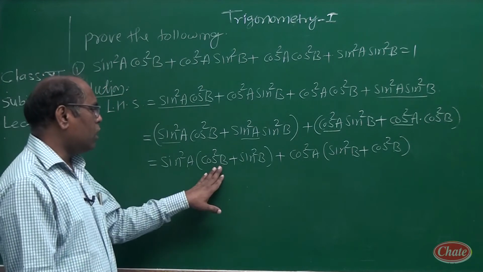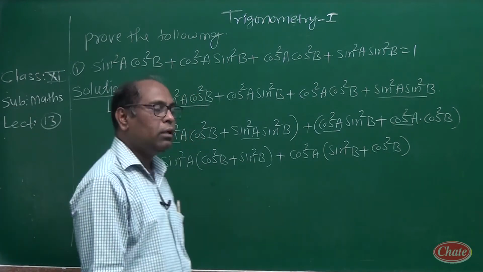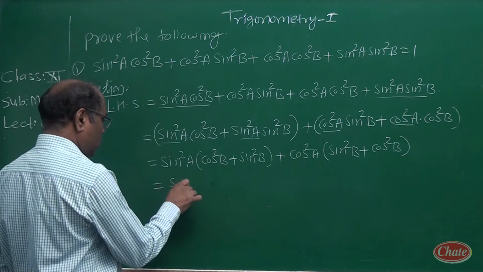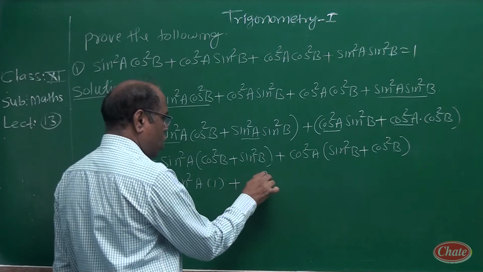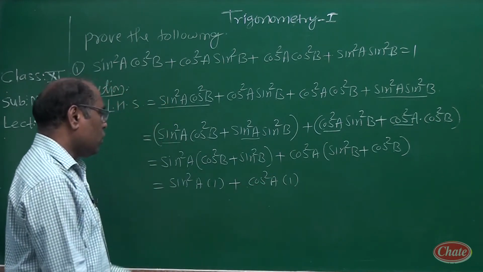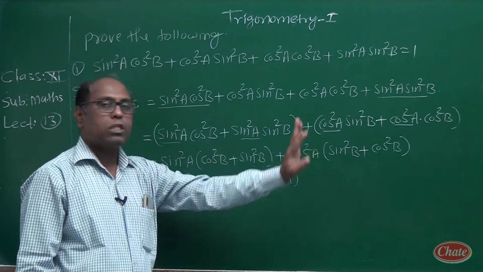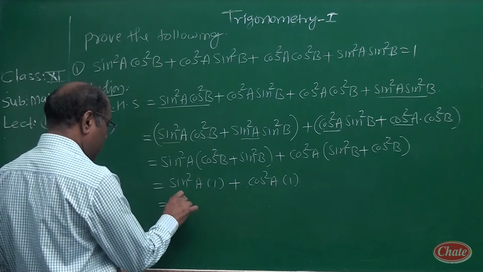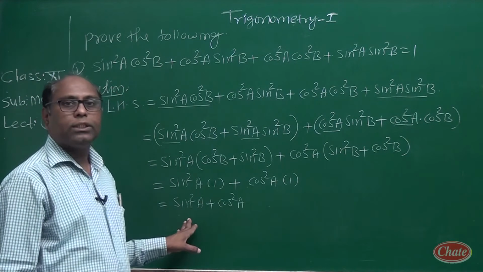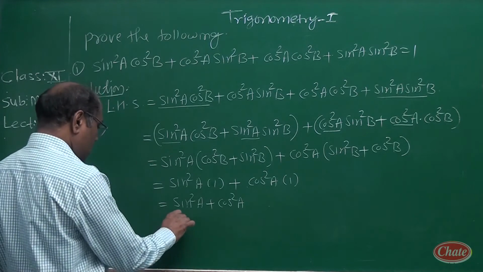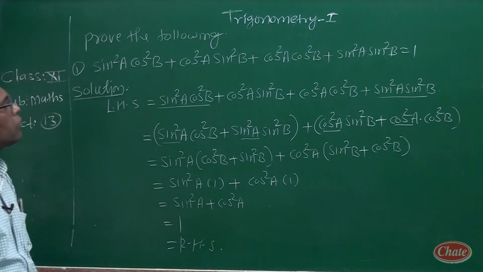Now it is the identity. What is the value of cos square B plus sin square B? It is 1. What is the value of sin square B plus cos square B? It is 1. So that is equal to sin square A into 1 plus cos square A into 1, which is sin square A plus cos square A. Again it is the identity, that is also 1, which is the RHS. So that is the required proof.